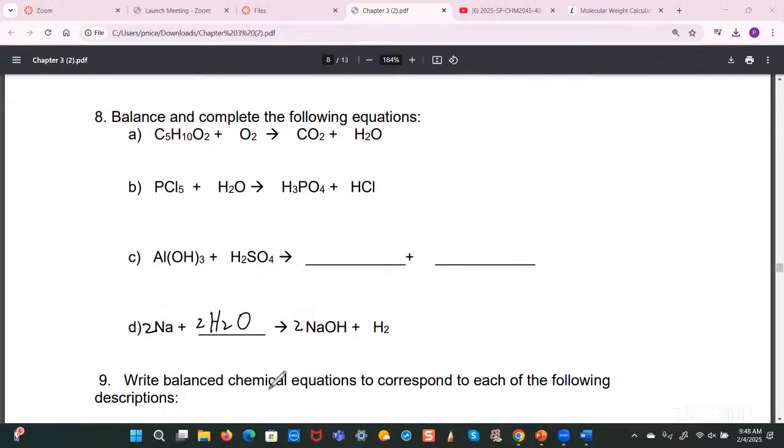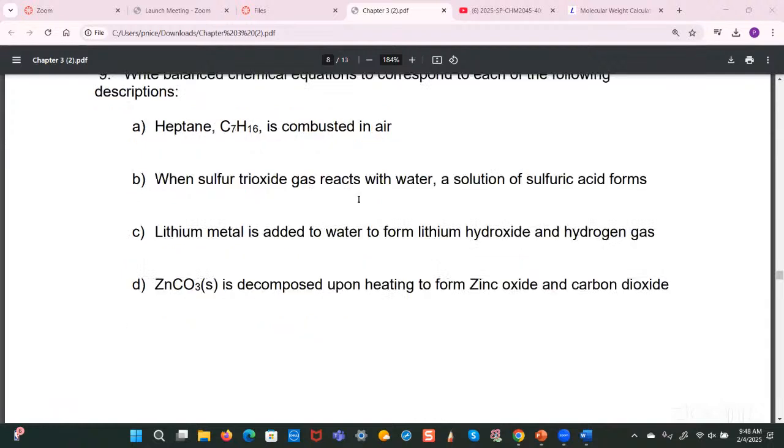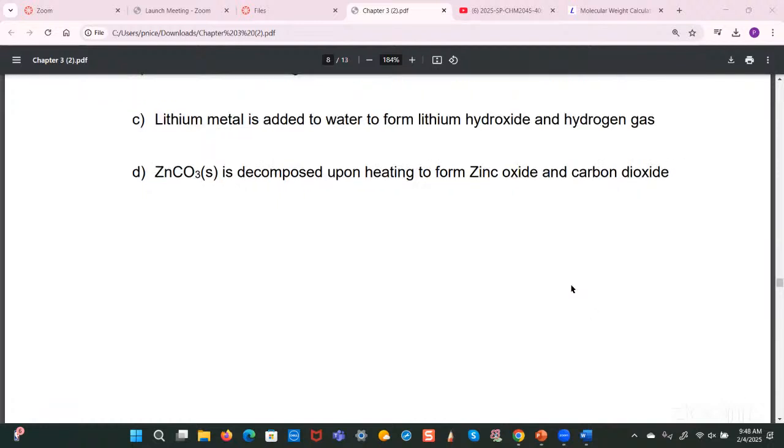Okay, very good. All right, so I'm gonna leave you to do number 9. In the case of number 9, what we have done is describe certain reactions in words, and you have to write down the balanced equation for them, right? If you have any problems with any of these, please feel free to call me or come by my office, all right? Let's scroll and let's see what's up.